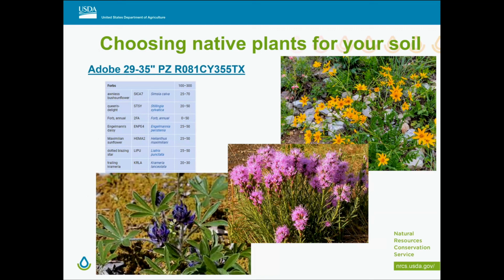This is just a little example of some of the forbs that grow on the Adobe 29 to 35 PZ. What they are not is an exhaustive botanical list of every possible plant. That's not what they are. Like the lady in the back asked, how do you make these maps go everywhere? Because of that, they're not a list of everything. They are the list of the most common things you would expect to see there. And they are a really good source of information about native vegetation that's adapted to your area.